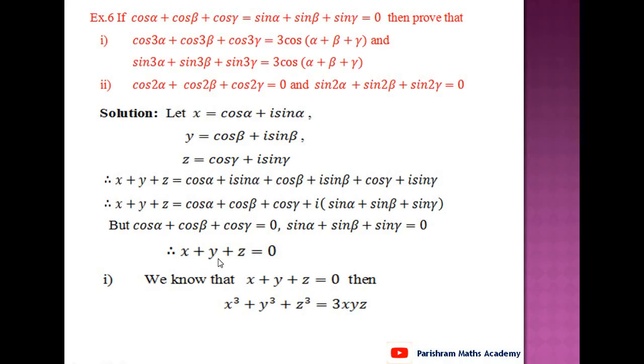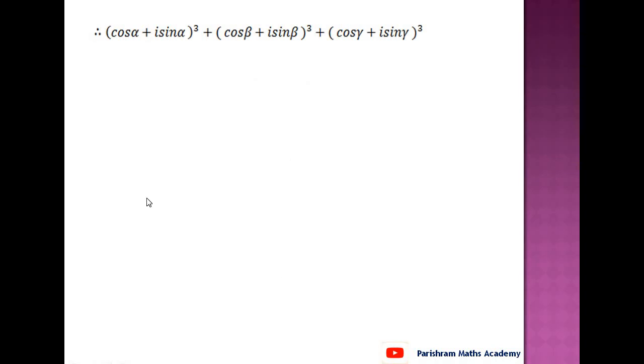Now we know that if x plus y plus z equal to 0, then x cube plus y cube plus z cube is the same as 3xyz. This is a standard result of algebra. If x plus y plus z equal to 0, then x cube plus y cube plus z cube is the same as 3xyz. And therefore, x is nothing but cos alpha plus i times sin alpha. y is cos beta plus i sin beta. z equal to cos gamma plus i times sin of gamma.